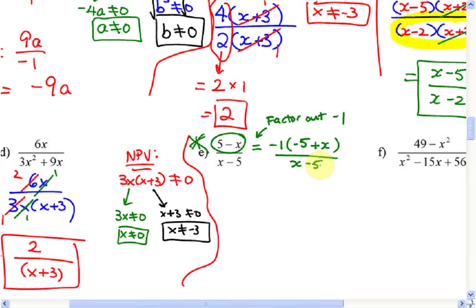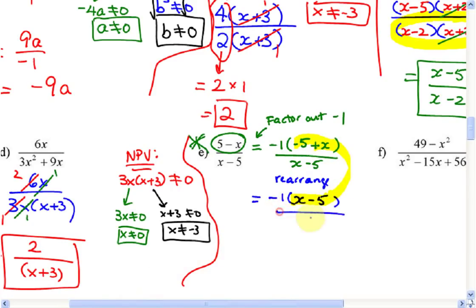I can actually now switch the order. I can just rearrange. So I'll say rearrange to have the following. Negative 1 on the top. And instead of having negative 5 plus x, I'm going to rewrite this as x minus 5. Same thing, okay? Same thing.